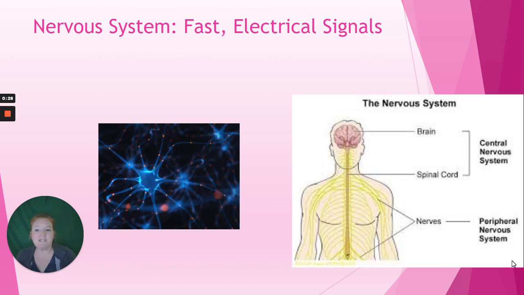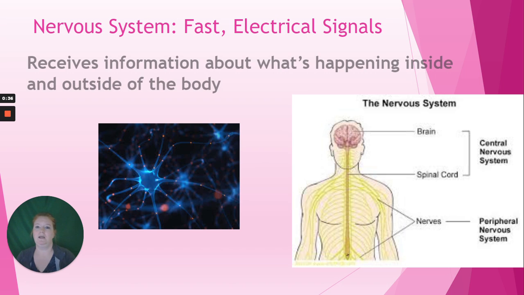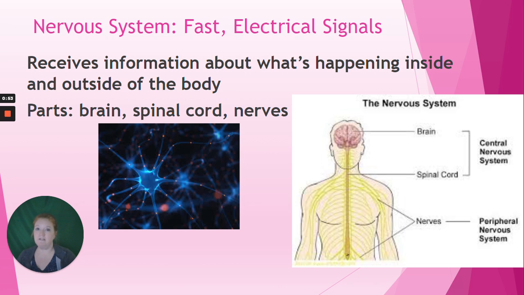Remember, one of the systems responsible for control is the nervous system. The nervous system provides fast electrical signals, so this is rapid response. Okay? It receives information about what's happening inside and outside the body. So lots of information coming in, and for that matter, lots of information going out, sending and receiving signals constantly and very quickly. The parts of the nervous system are the brain, the spinal cord, and all of your nerves.